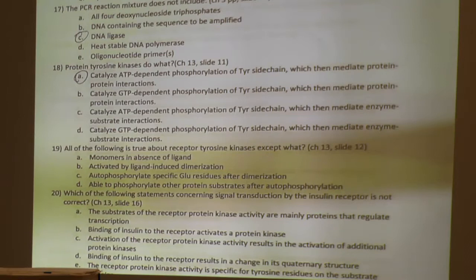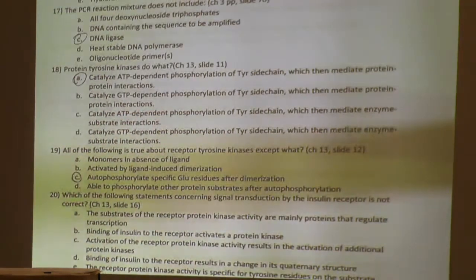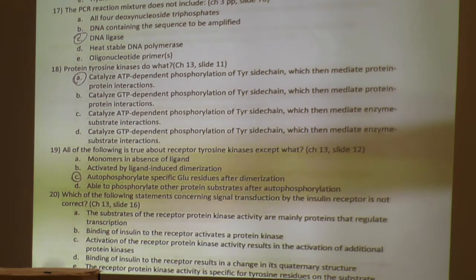All of the following is true about receptor tyrosine kinases except what? Yeah, it is going to be C. Why is it going to be C? It autophosphorylates tyrosine residues, not, I think, glutamic acid residues is what I changed it to.